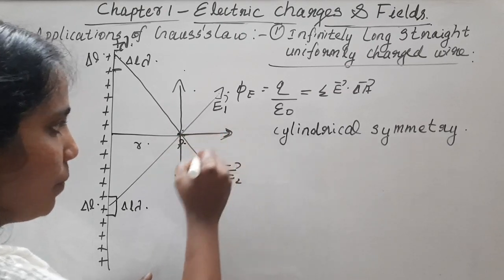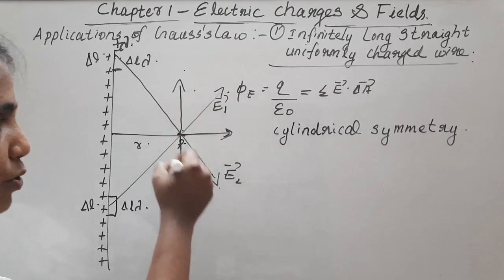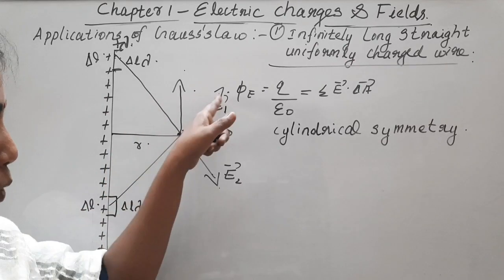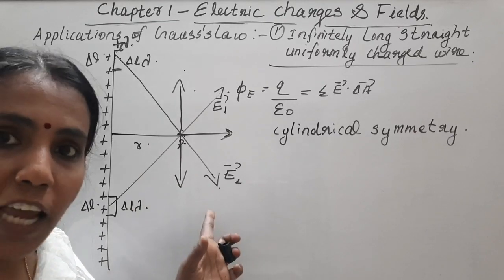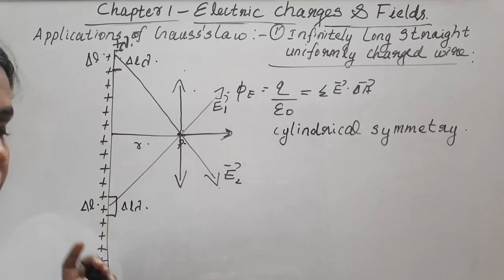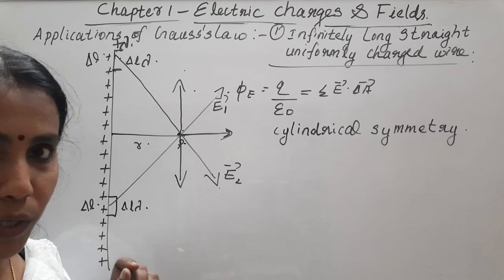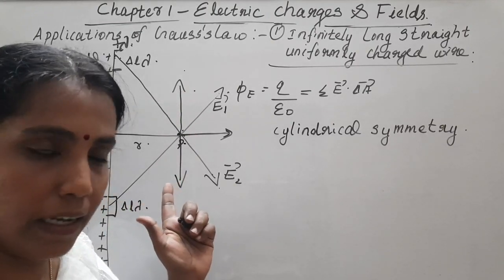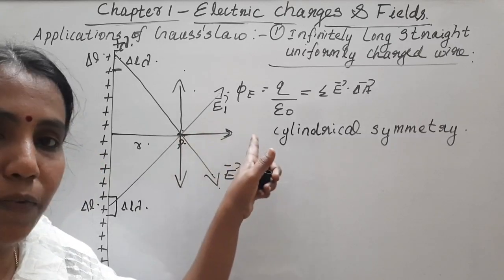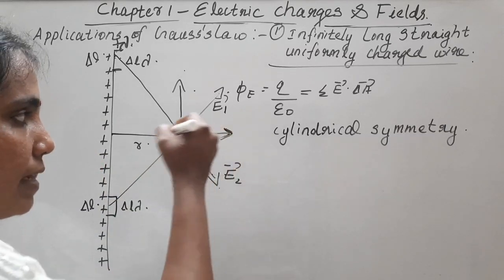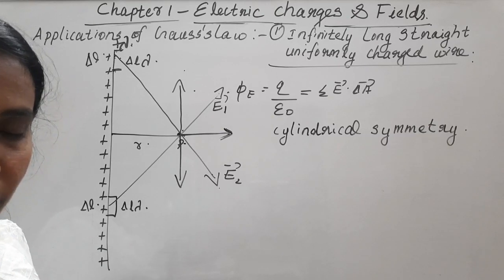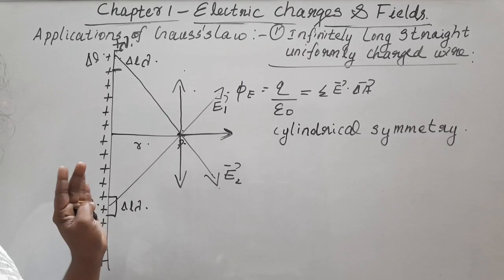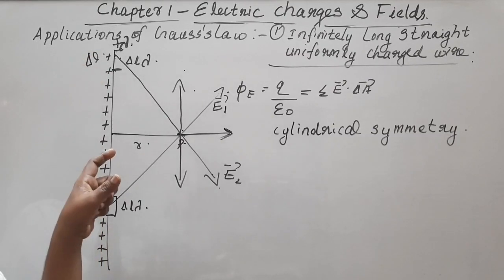So one component will be in the same direction and the other two components will be in the opposite direction. That means vertical direction. And I told both E1 and E2 will have the same magnitude since we considered symmetric points. Okay, so what about these two components? Vertical components will get cancelled and the net electric field will be in this direction, that is horizontal direction. Okay, so this is what happens when we find the sum of electric fields due to each small element.